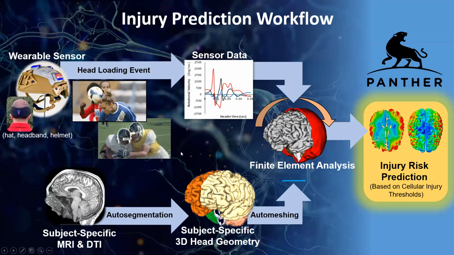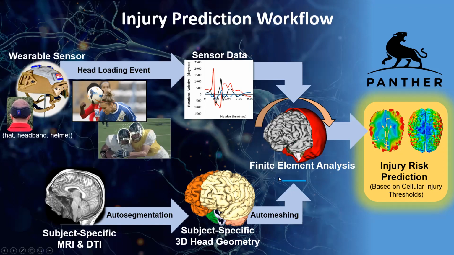So like Dr. Brooks said, we have these wearable sensor systems. So we're currently using a headband with a blue trident sensor. So this particular sensor has linear accelerometers that allow you to measure the linear motion of the head, as well as gyroscopes that allow you to measure the rotational motion of the head. So for a given head impact, then we can get the full head kinematics. So we can get the full motion of the head in space. And then we take that sensor data and we use that as an input into our computational models.